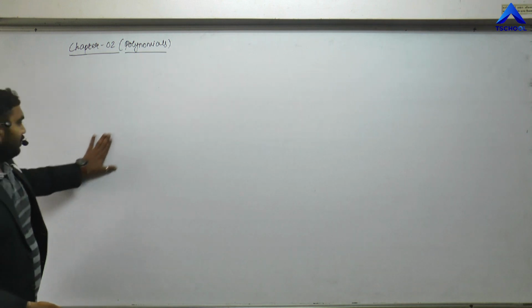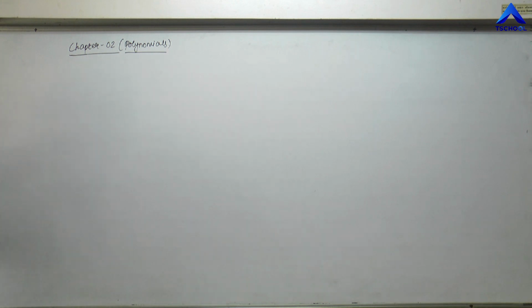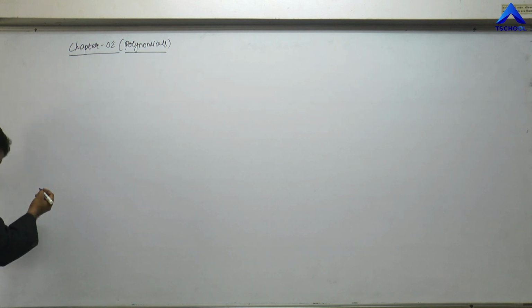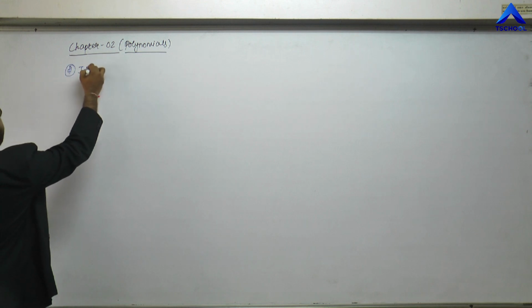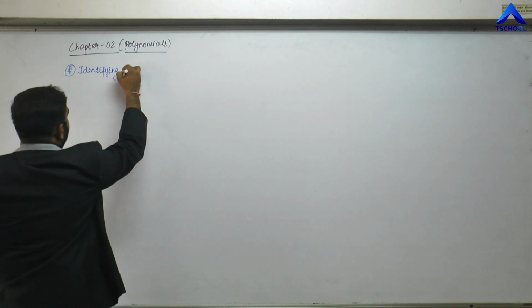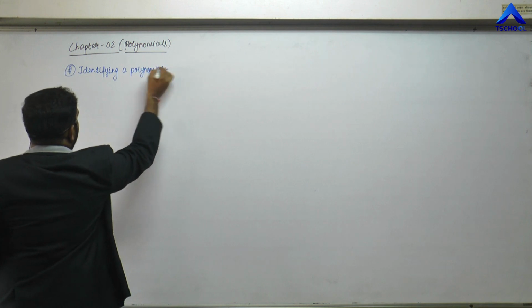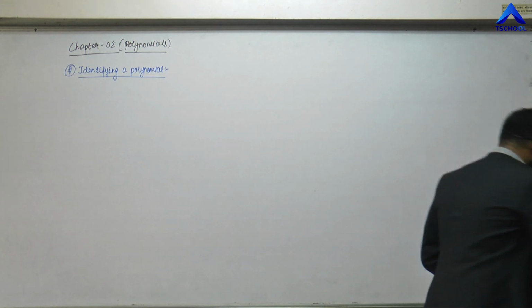we shall study how to identify a polynomial. Identifying a polynomial is very simple. You just need to look at the powers of the variable present in the polynomial. Friends, how to identify a polynomial?